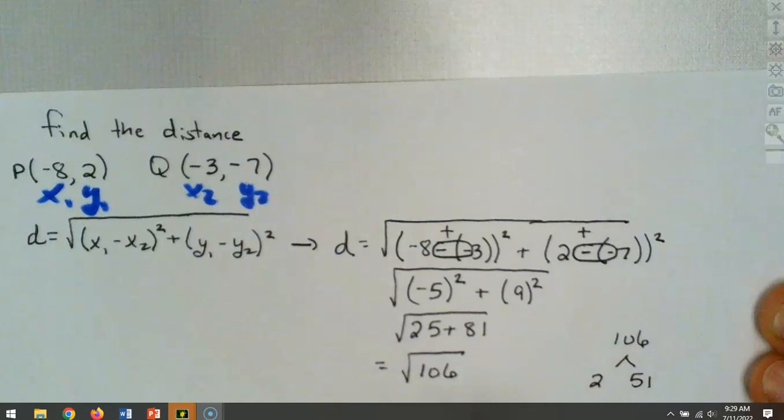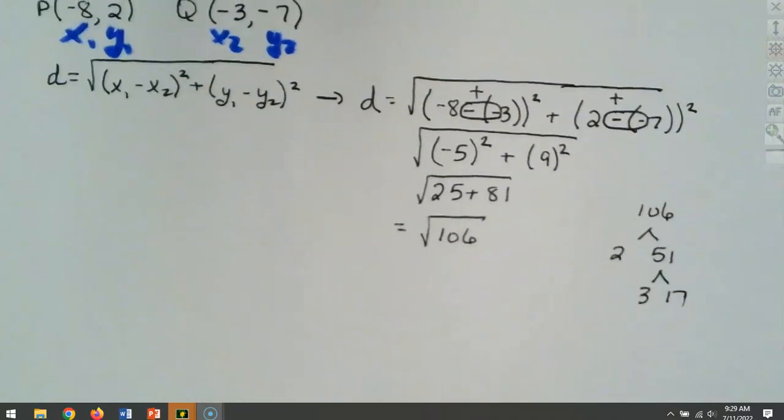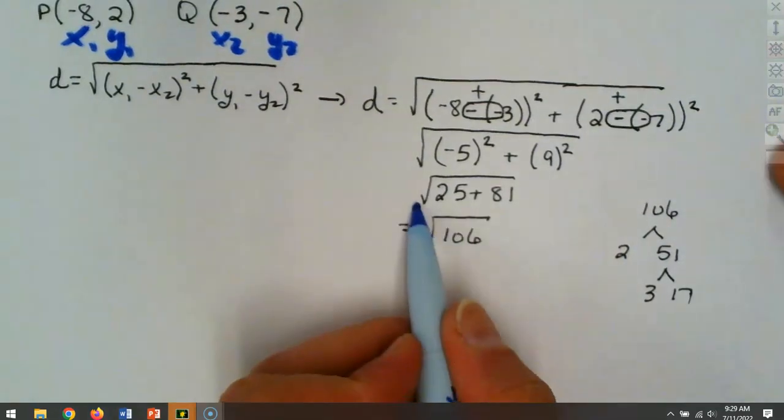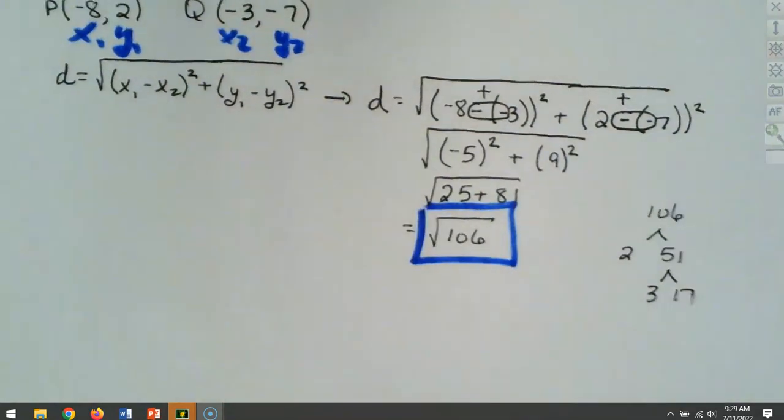So 2 and 51, and I don't think we can really do much else because 51 breaks down to 3 and 17. Okay, and that's about it, right? Do we have any pairs at all? No pairs. So that means my distance is simply going to be the square root of 106. That's it. Right? Won't break down anymore. That's all we can do with it.